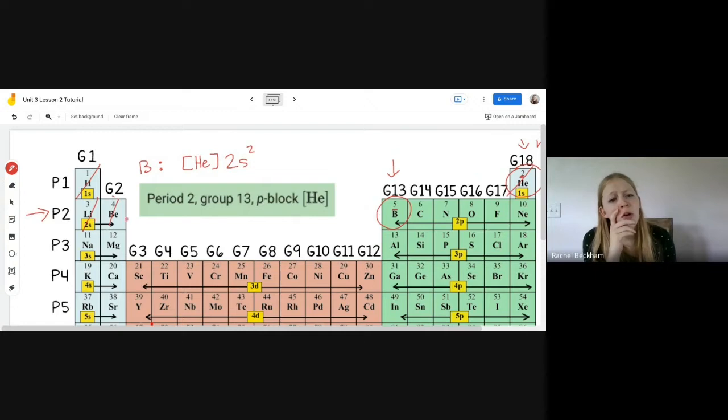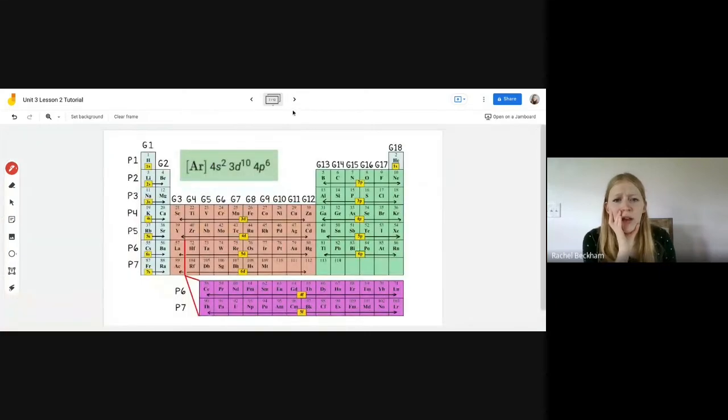2s2. And now we're going across. So we're still on row 2, but now we're on section P. See how this is the P block? And then how far in until we get to boron? Only one until we get to boron. So boron's electron configuration would be this right here. We'll do some more examples so that it makes a little bit more sense.